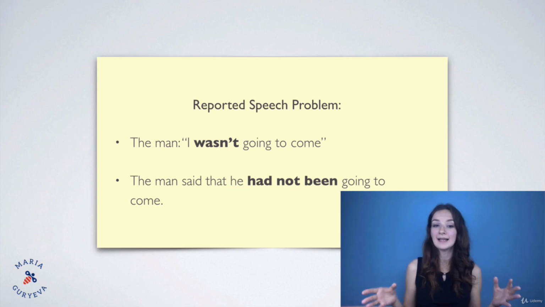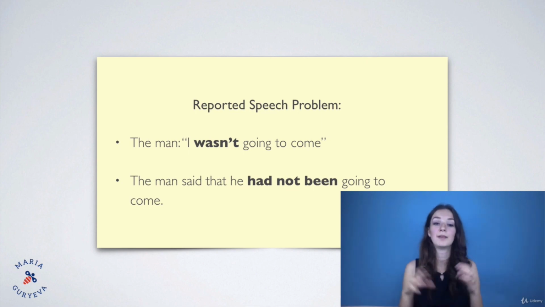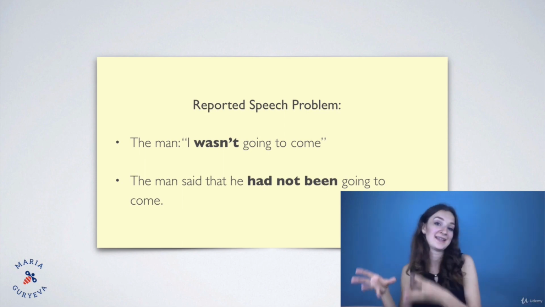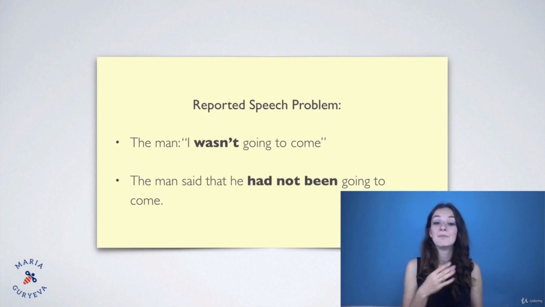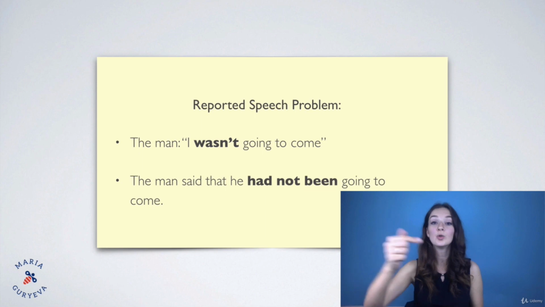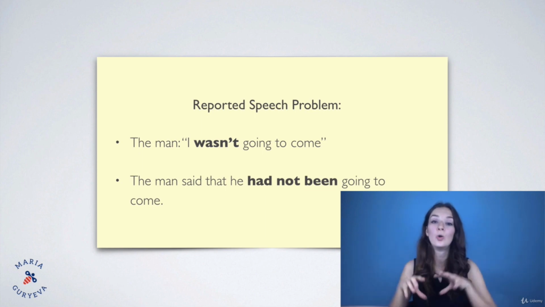So if in the dialogue the man said some phrase, for example, the man said, "I wasn't going to come," then while we're summarizing the dialogue, we have to say the man said, and then after that, we have to take his phrase and then change every verb tense to the one in the past, to the one older.